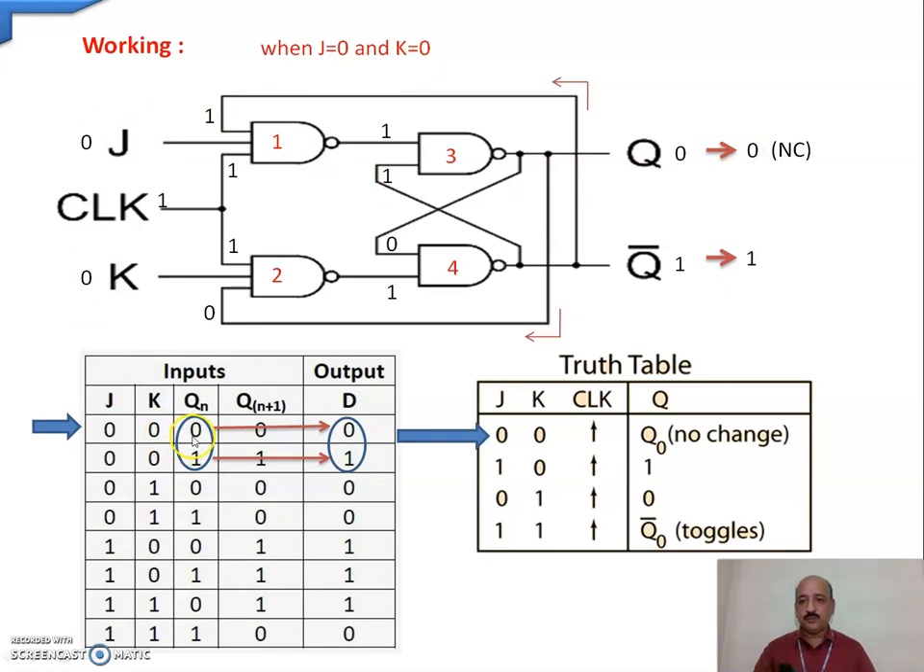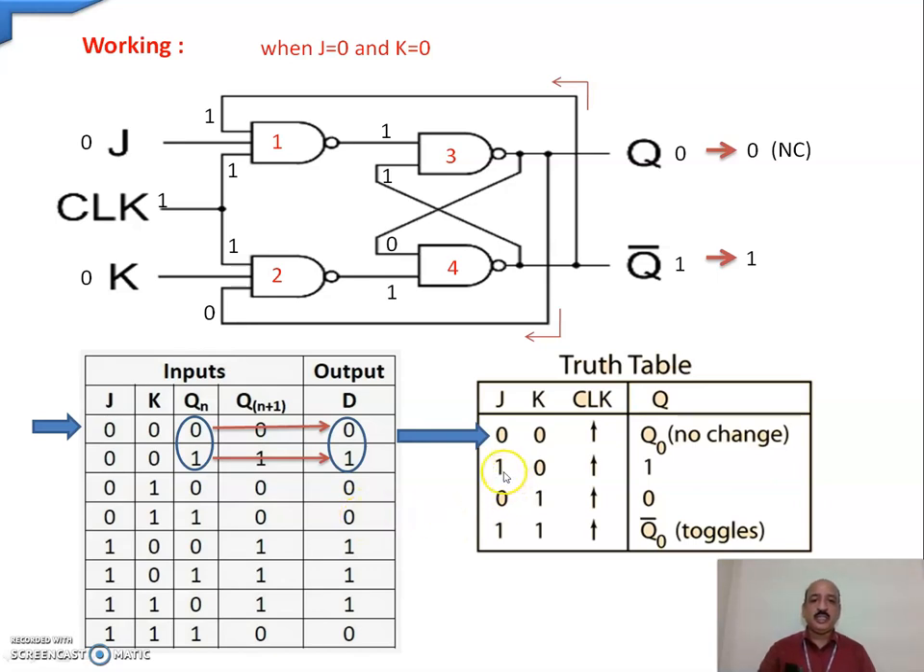There is no change when J is equal to 0 and K is equal to 0, which is shown in this table also. When J is 0, K is 0, and Q of N is 0, then the output will remain 0 only. If it is 1, it will remain 1 only. That is, with J equal to 0, K equal to 0, clock is 1, there is no change. And here we can also see that when J is equal to 0 and K is equal to 1, this is a reset condition, therefore the output will become 0.